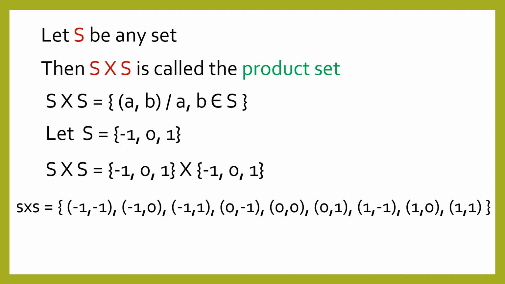Then we get ordered pairs minus 1 comma minus 1, minus 1 comma 0, minus 1 comma 1, 0 comma minus 1, 0 comma 0, 0 comma 1, 1 comma minus 1, 1 comma 0, 1 comma 1.